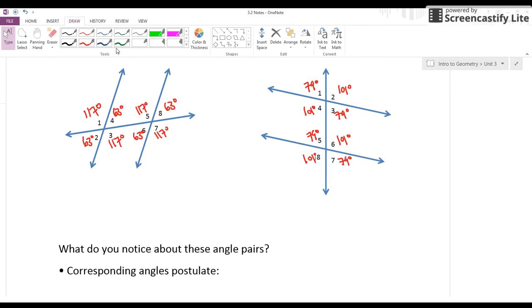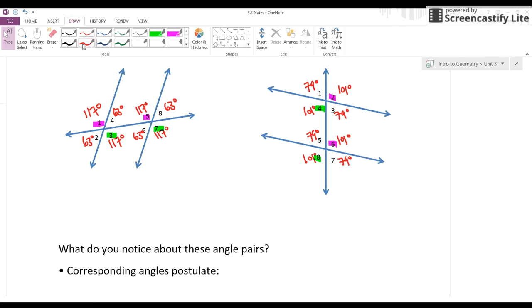So why don't we take a look at corresponding angles, and what are some corresponding angles we see here? Well, hopefully we're seeing things like angles 1 and 5, right? Or here angle 3 and angle 7, right? In this diagram, again, angle 4, angle 8, and angle 2, angle 6. These are just some examples of corresponding angles in our parallel lines.